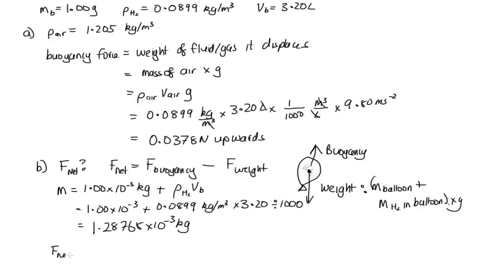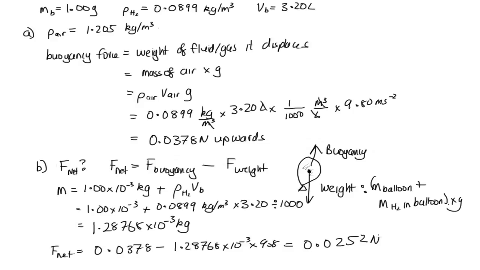So let's work out the net force now. So we've got the buoyancy force, which is 0.0378. And then we've got the weight force, 1.28768 times 10 to the minus 3 times 9.8. And we can solve that on the calculator. And we end up with 0.0252 newtons, and this is a net upwards force, as the buoyancy force was bigger than the weight force.